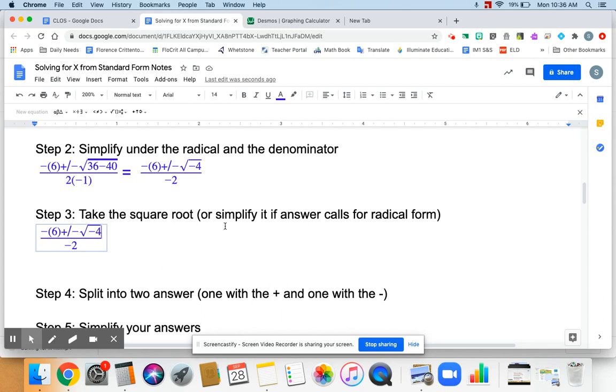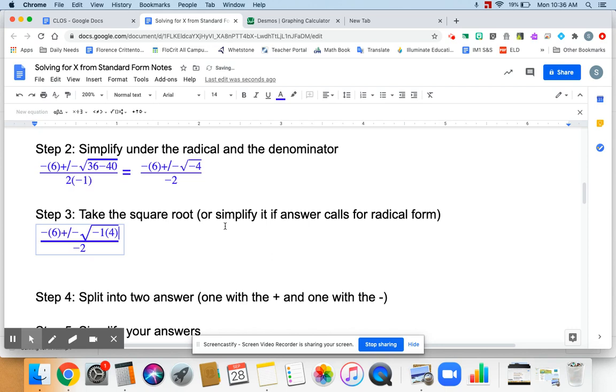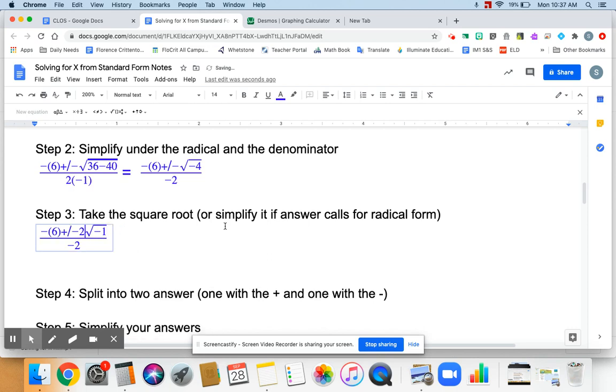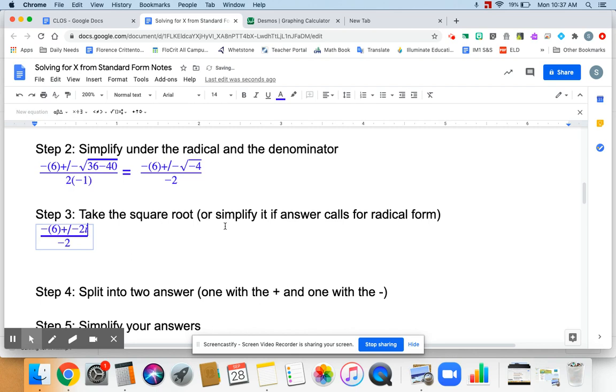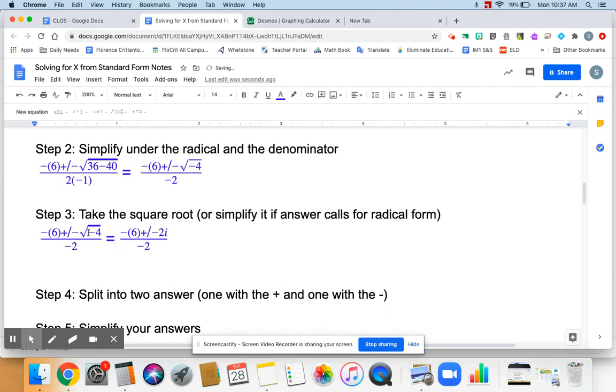So this -4 can split into -1 times 4. But the 4, when you take the square root, becomes 2. So I'm going to take the 4 out from there. But there's still the negative under the square root. And a -1 under the square root means what? That the answer is going to be imaginary and that it's an i. So that once I took this and simplified it in my square root, the square root of -4 becomes plus and negative 2i.